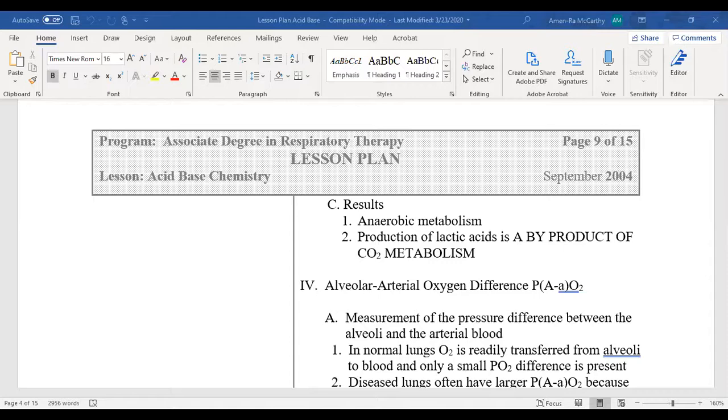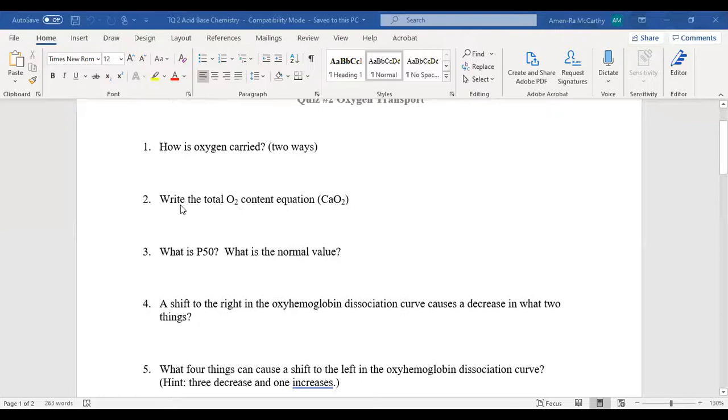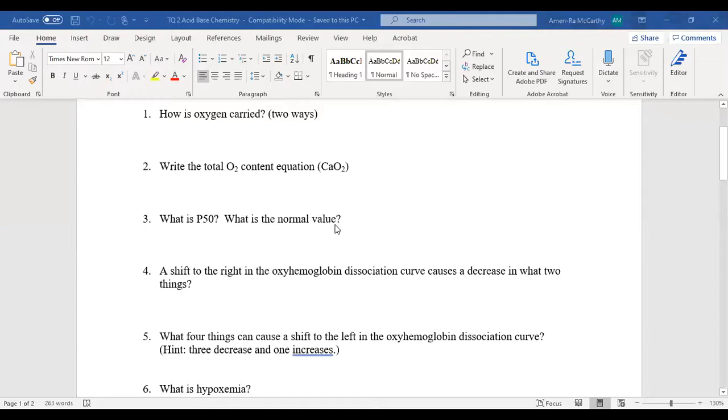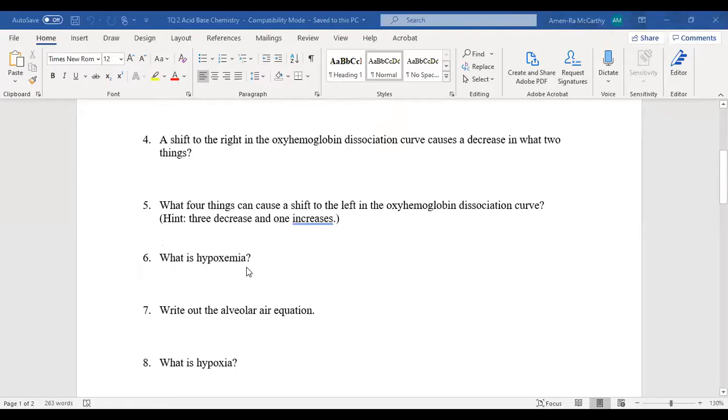Oh, okay. Let me show you what the homework is. This is the homework. You're going to do homework number one and this worksheet. Okay. How is oxygen carried? What is the total O2 content equation? What is P50? And then what is its normal value? When it says normal value, I want to know what the PaO2 is at P50. We talked about that. A shift to the right in the curve causes what? What four things cause a shift to the left? What is hypoxemia? Write out the alveolar equation, and what is hypoxia?